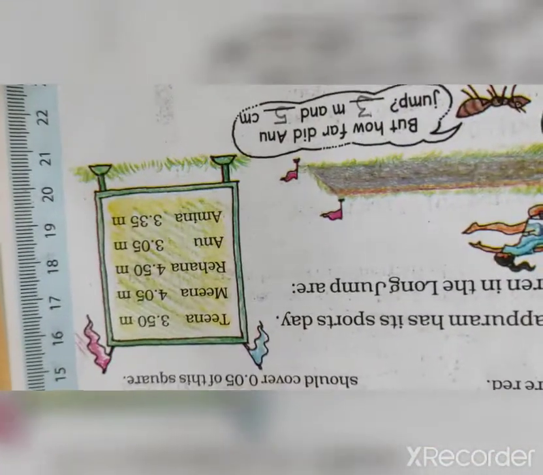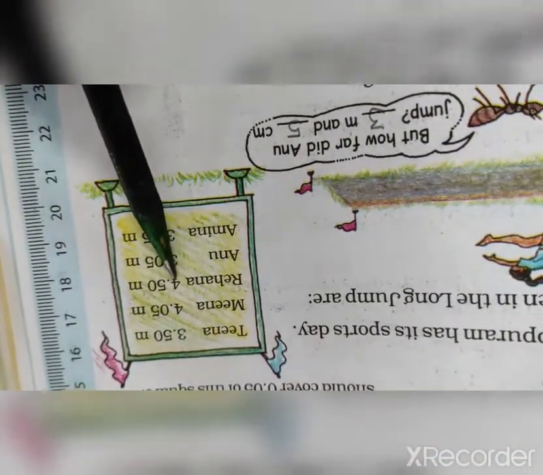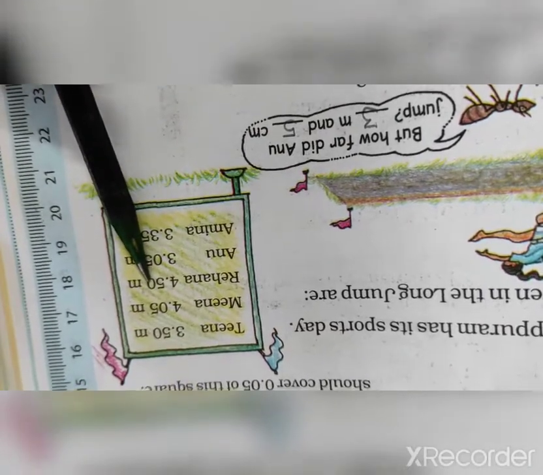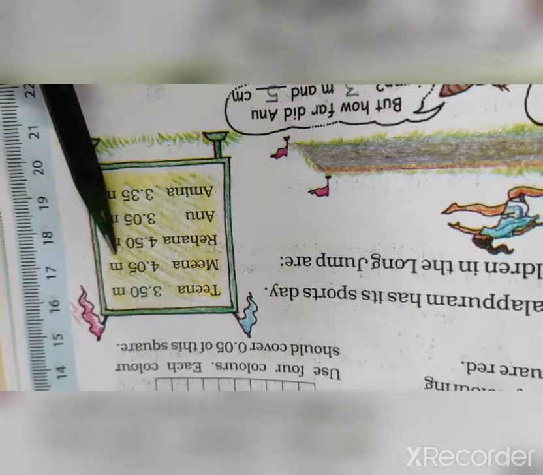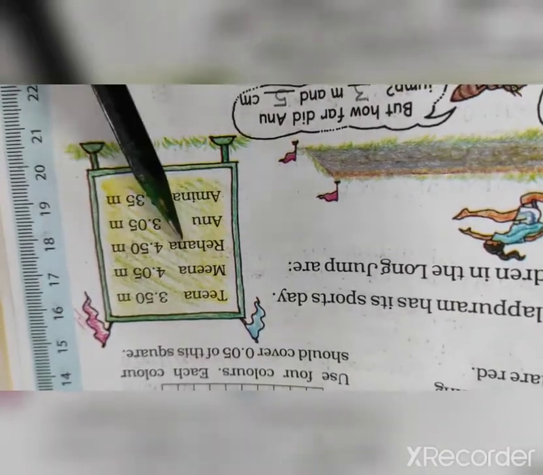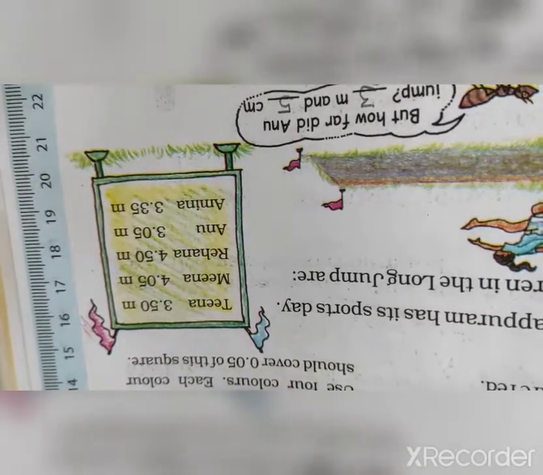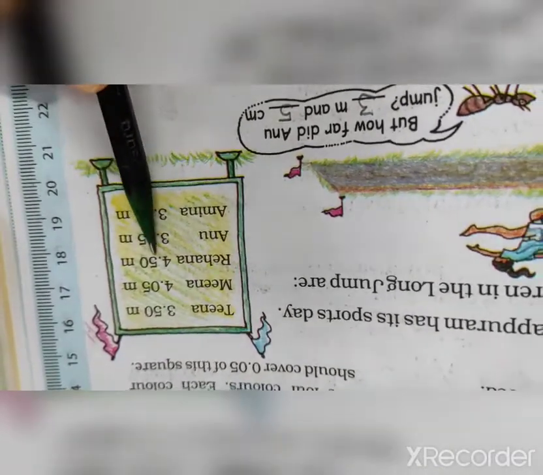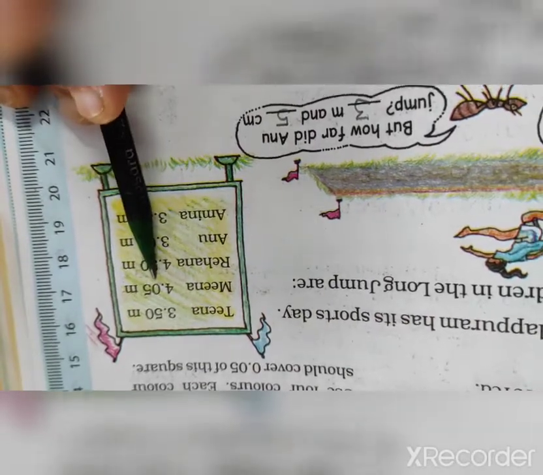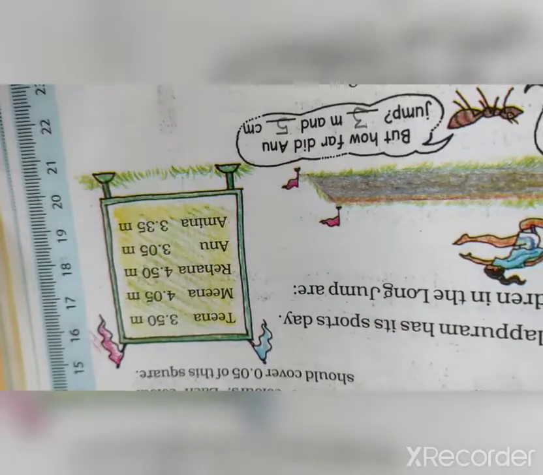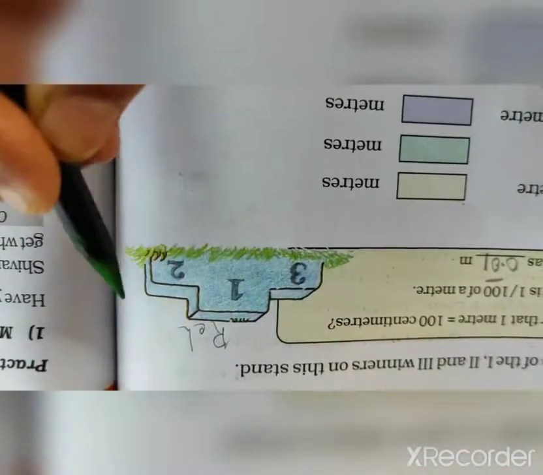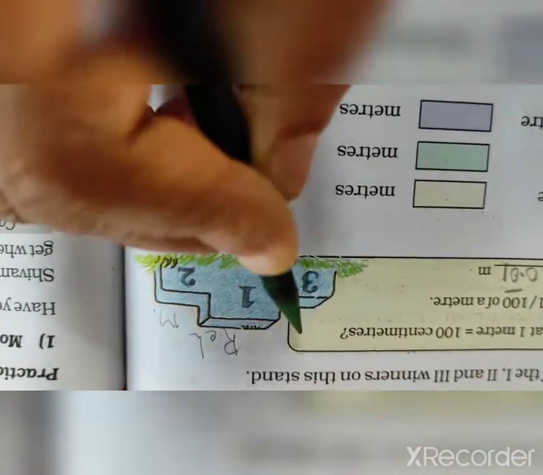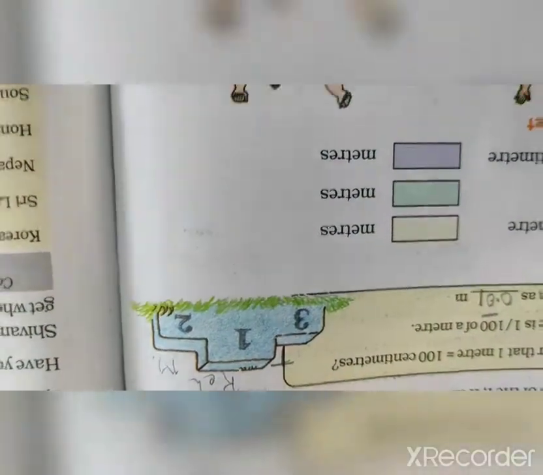Now first is Rehana, already we have seen. Second is Rehana 4 meter 50 centimeter. Then Meena 4 meter 5 centimeter. So Meena, Rehana, and then Tina. Rehana is first, Meena second, Tina third. So Rehana, Meena, Tina. So you will write Rehana, you will write the whole name, okay? And Meena and Tina, okay?